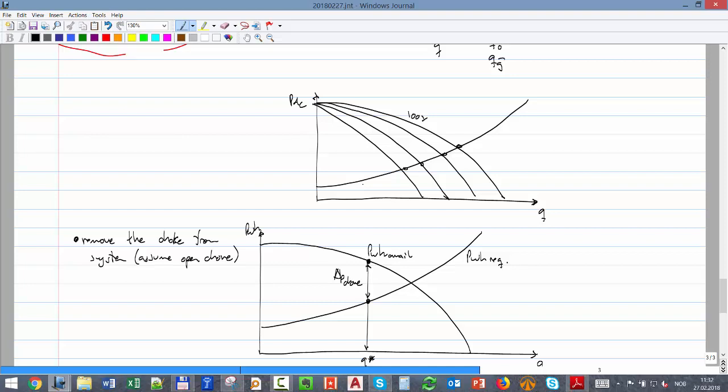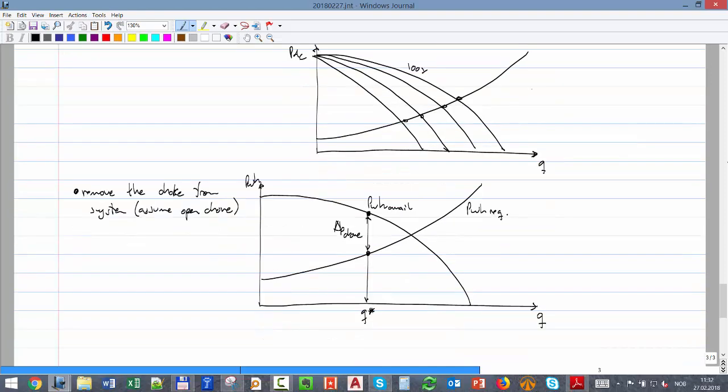So this analysis is useful for performance evaluation, and this analysis is useful for the design phase, when I want to select a choke.